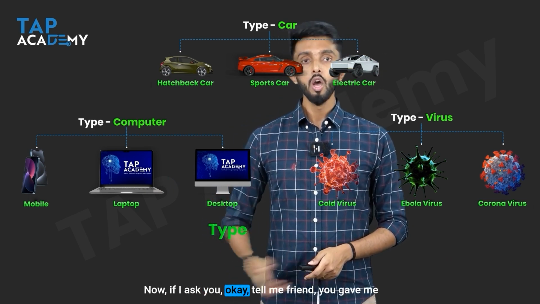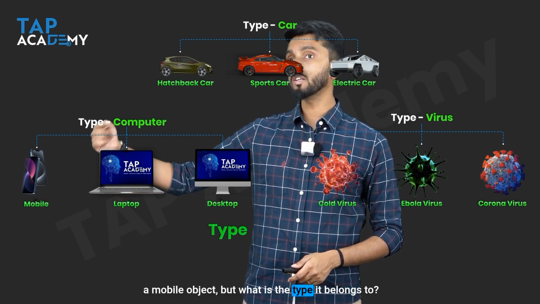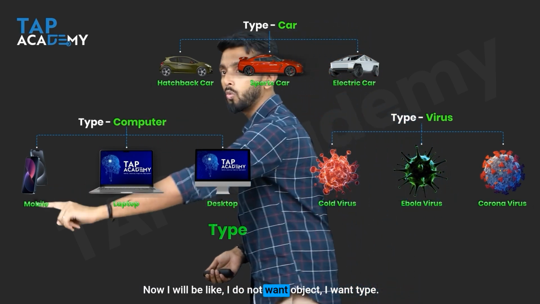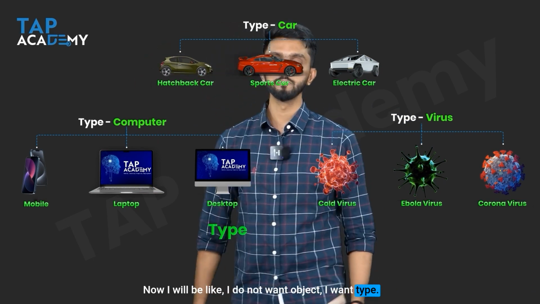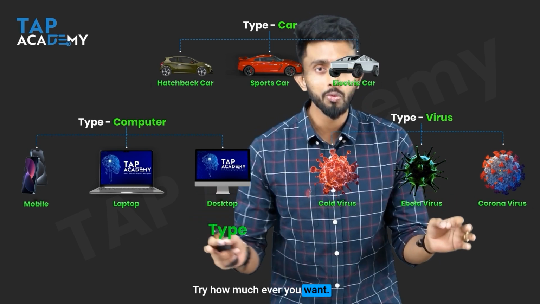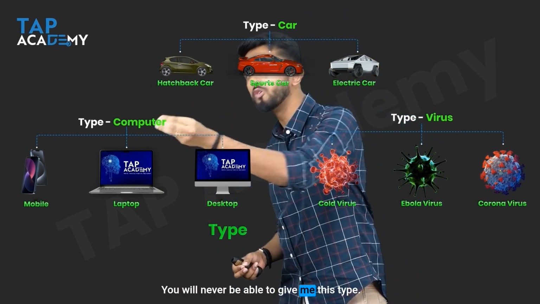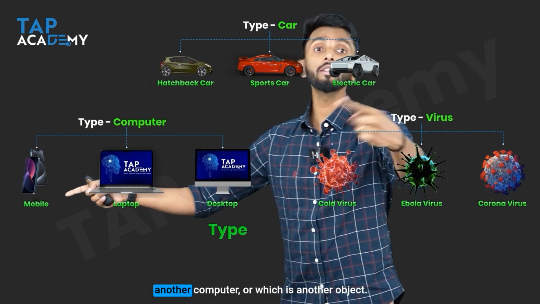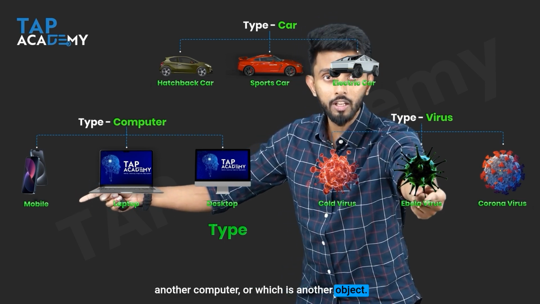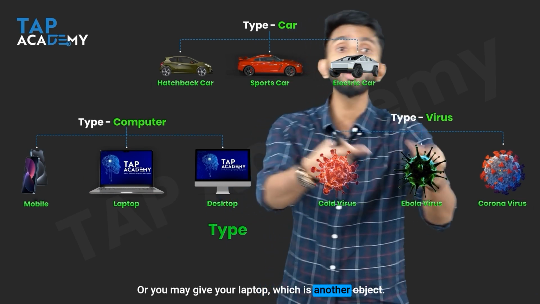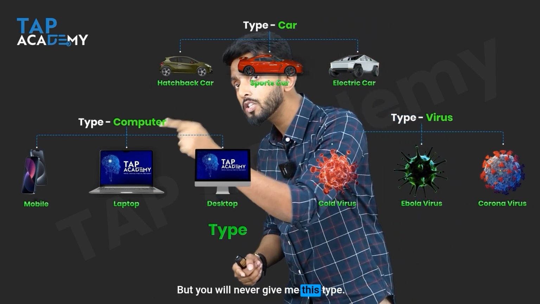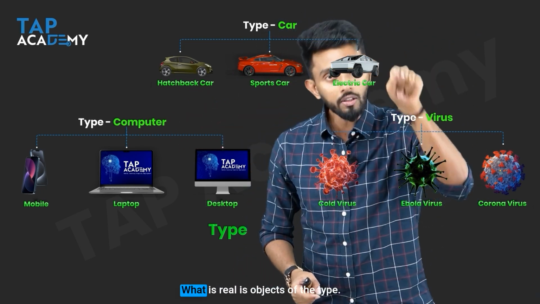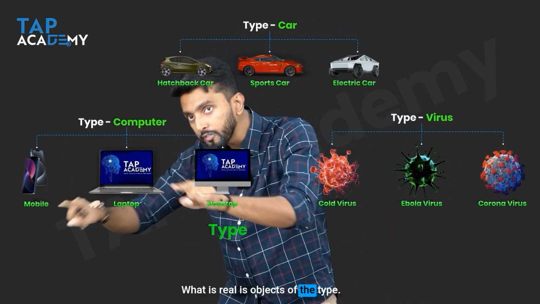Now, if I ask you, okay, tell me friend, you gave me a mobile object, but what is the type it belongs to? Immediately you guys will say computer. Now I will be like, I don't want object, I want type. Try how much ever you want. You will never be able to give me this type. You may give me your friend's mobile, which is another object, or you may give your laptop, which is another object, but you will never give me this type, because type is only in your head, imaginary. What is real is objects of the type.